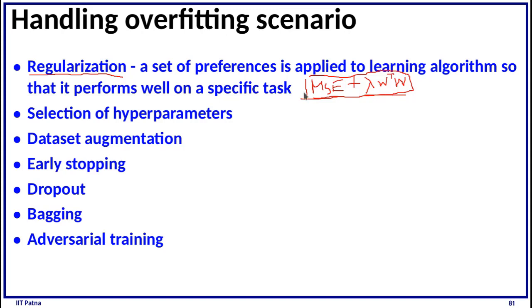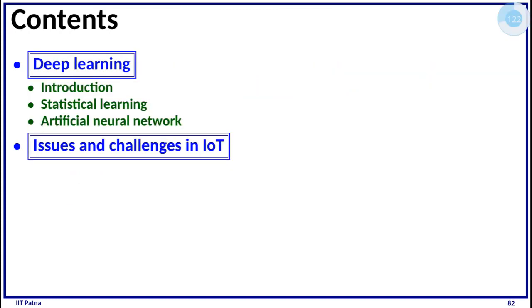There are other methods through which we try to reduce the overfitting scenario. We won't go into the details of that. Now I'll stop here, and we'll continue with the issues and challenges in IoT, and how deep learning can help in that domain, in the next lecture.